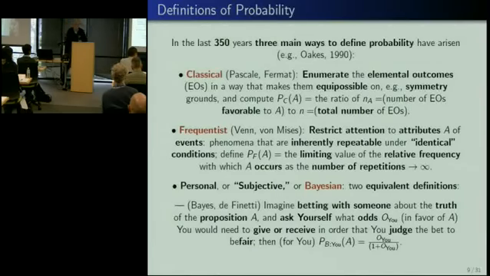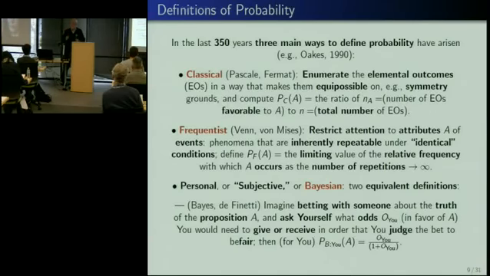So imagine betting with someone about the truth of the true-false proposition A, for instance, in our case study, that this person is HIV positive. And you ask yourself what odds, I'm going to call it capital O for odds, subscript U, what your odds are in favor of that proposition. So what odds you would need to give or receive in order that you judge the bet to be fair. In other words, you would be prepared to take either side of such a bet.